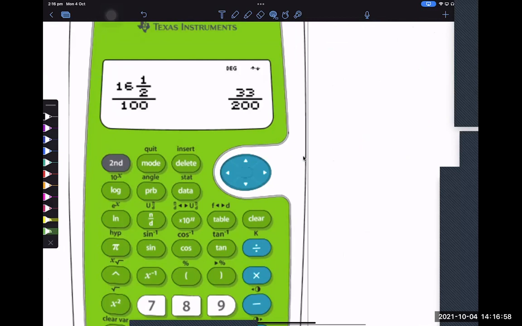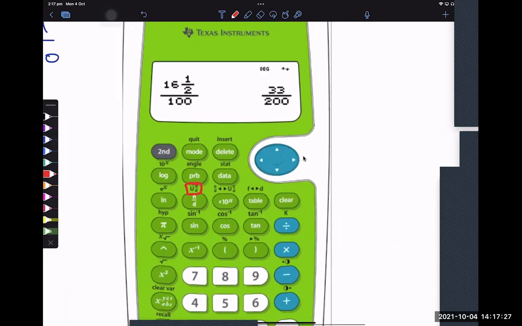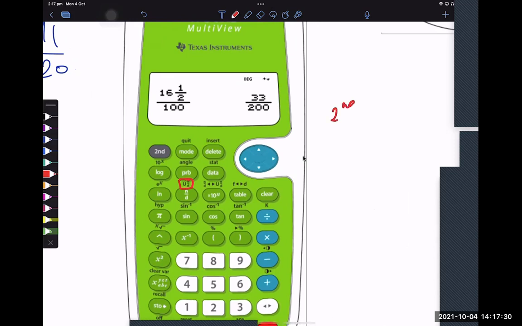So see here, there's the ND button. If you press that normally, that would just give you something like this, right? But if we want the mixed number, so a whole number next to a fraction, you see this gray part up here at the top? Do you see a gray button? Yeah, the second. So you press second and then you press ND, N over D, and it will give you this.